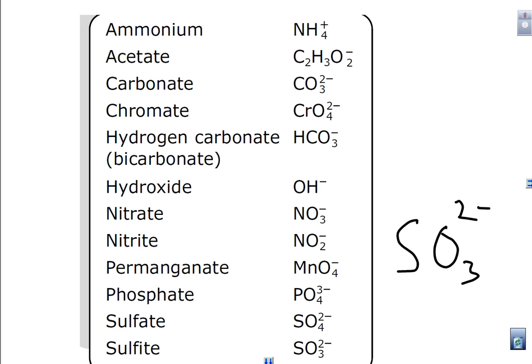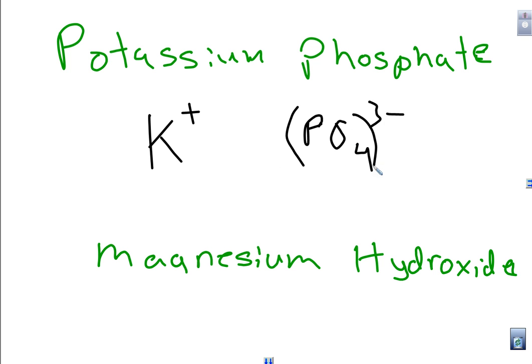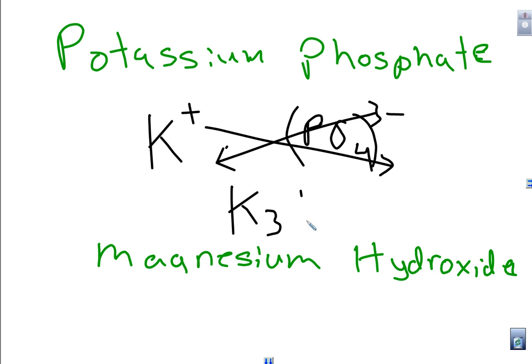Alright, now we look at back. Potassium phosphate. Potassium is a K with a plus on it. Phosphate is PO4 3-. Now what happens is you always put parentheses around your polyatomic ions, and you drag the charges over to the other side. So this becomes K3PO4, and now I drop the parentheses because this is a +1. I don't need to put it there because it's already known, it's assumed.